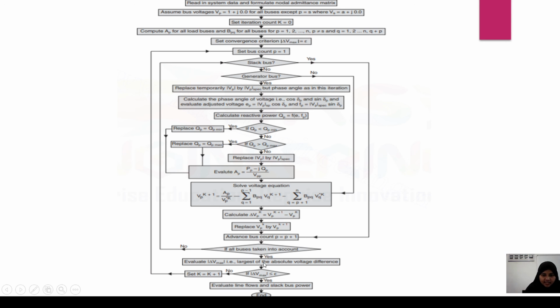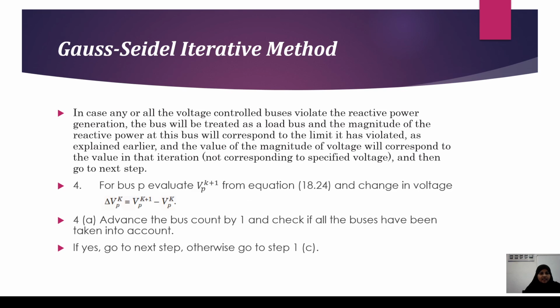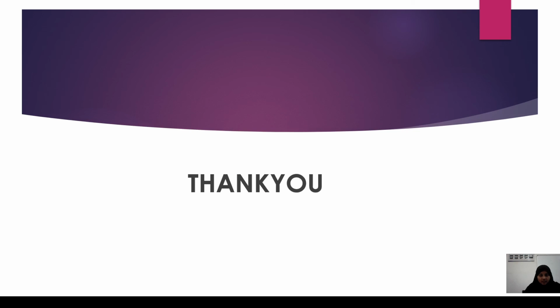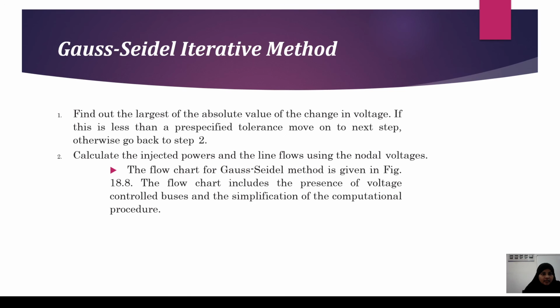If all the buses are taken into account, then evaluate mod of delta Vmax, that is largest of absolute voltage difference. If mod of delta Vmax is less than or equal to epsilon, yes means evaluate line flows and slack bus power. No means set K is equal to K plus 1. Again go back to this, setting the bus count as P equal to 1, checking again slack bus or generator bus or not. Okay. But one disadvantage we have seen here, that so many steps are there here. So it is a time consuming process.